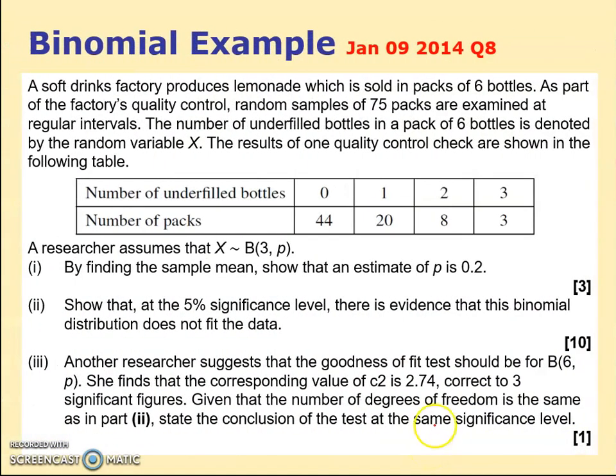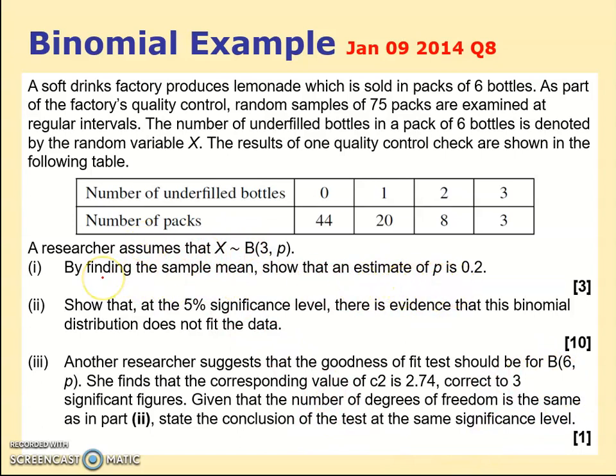Now we've got another example here. This is the binomial example. I think in total there's 3 or 4 examples. We're not going to do them all in this video. We'll do some in class. So this says we've got some data which we think is binomial. So by finding the sample mean, find an estimate. So the estimate is 0.2.